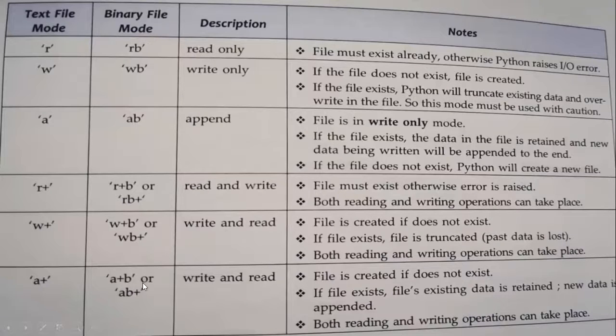a+ or ab+ is also called write and read mode. The file is created if it does not exist. If the file exists, the existing data is retained and new data is appended. Both reading and writing operations can take place.